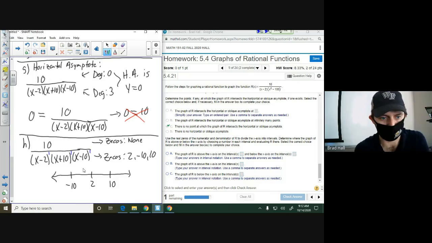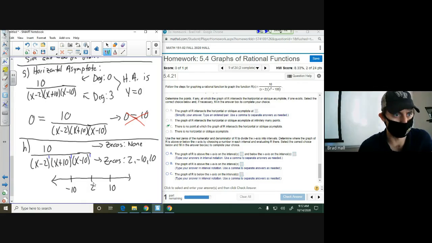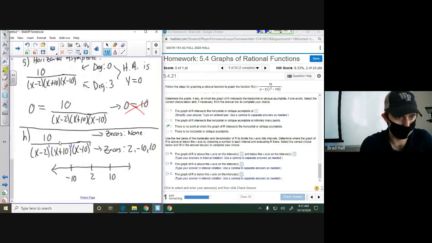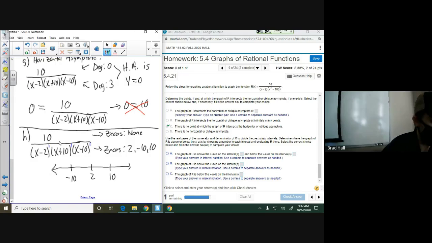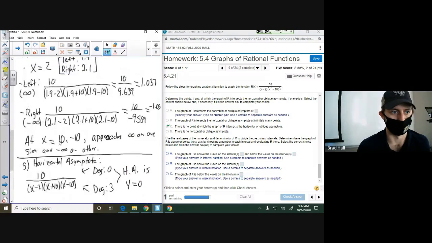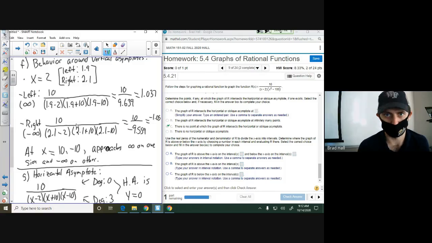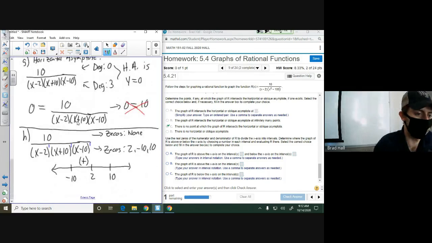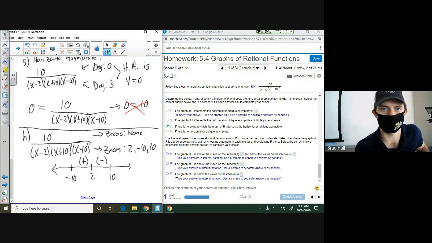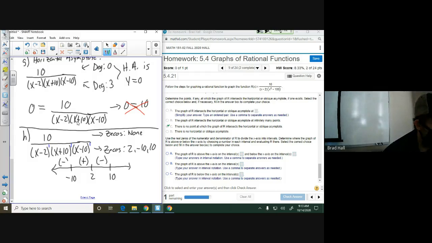So the ones that we figured out, and we actually did 2 of these by hand for 2 here. So let's scroll up a little bit. We figured out to the left of 2, it's approaching positive infinity. And additionally, to the right of 2, we figured out it's approaching negative infinity. And since all of these multiplicities are odd numbers, every time we cross, these will always alternate.